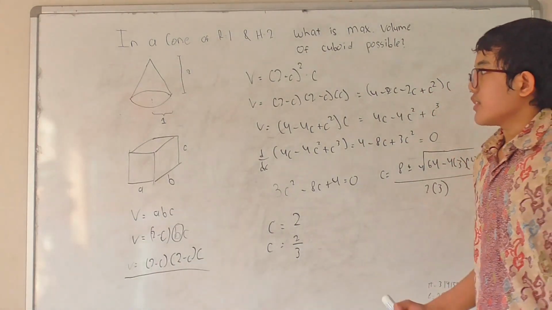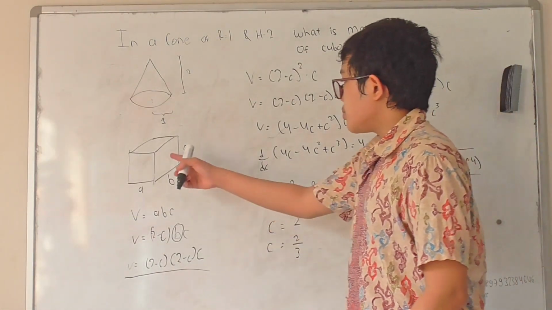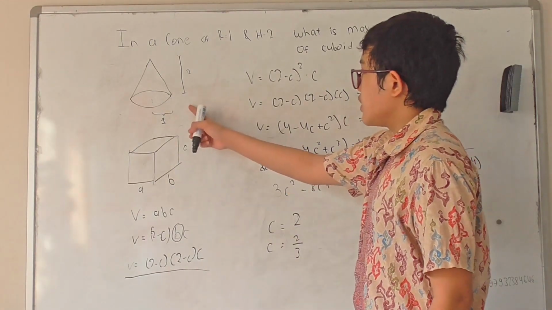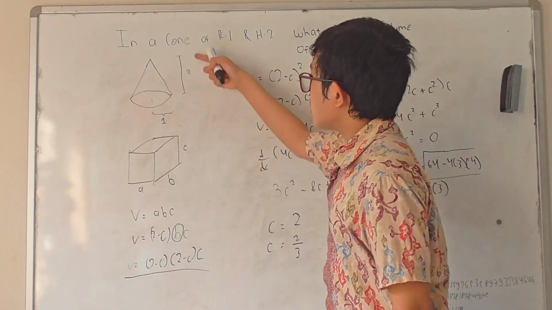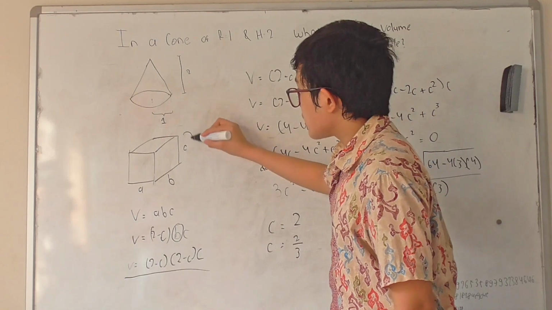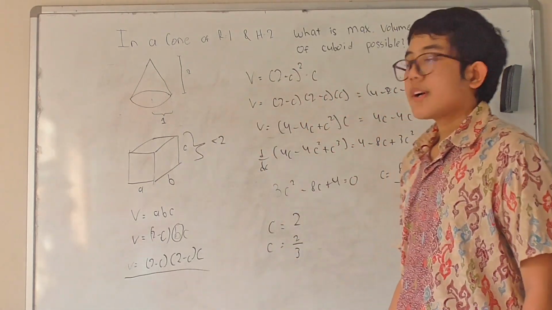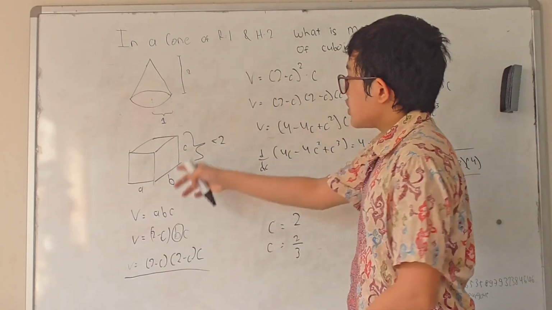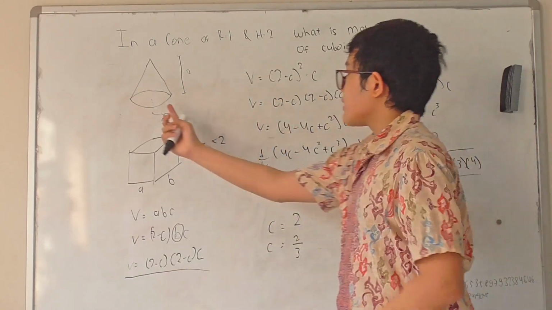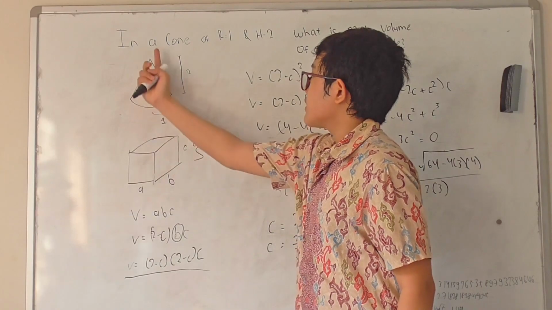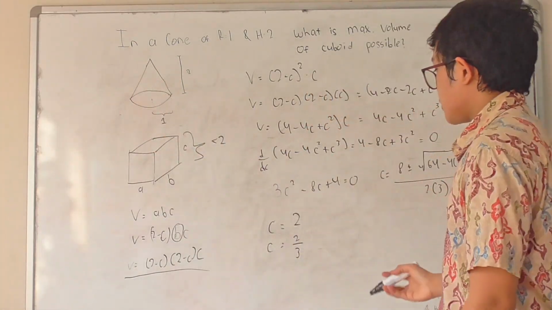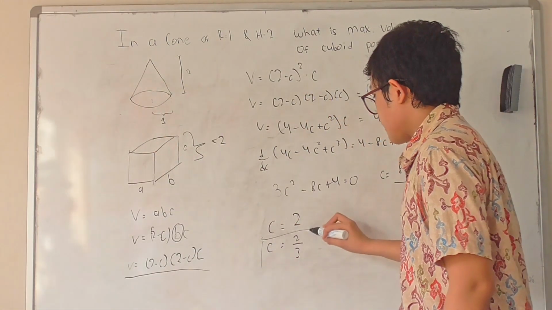However, let's take a look at this. We're talking about a cuboid inside a cone. The cone has a height of 2, so the height of the cuboid itself has to be smaller than 2. Because if it is exactly 2, then the cuboid will have no width, because it's exactly one line that hits the height of the cone. So actually, C must be 2/3.